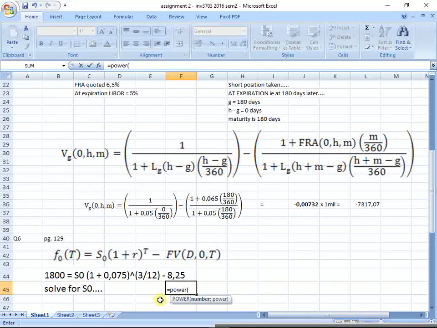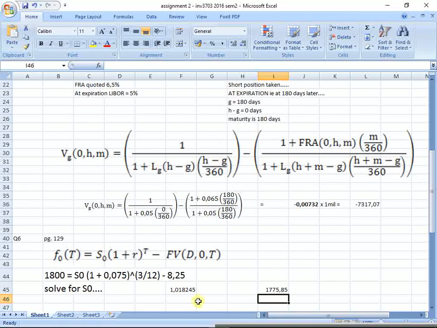Okay, so brackets. What is the number? 1.075. The power is 3 divided by 12, close brackets, close brackets. Okay, so that's what I get there. So spot would be equal to 1,800, but before I divide, I need to subtract. So brackets, 1,800 plus 8 Rand 25, close brackets, divide by that answer there.